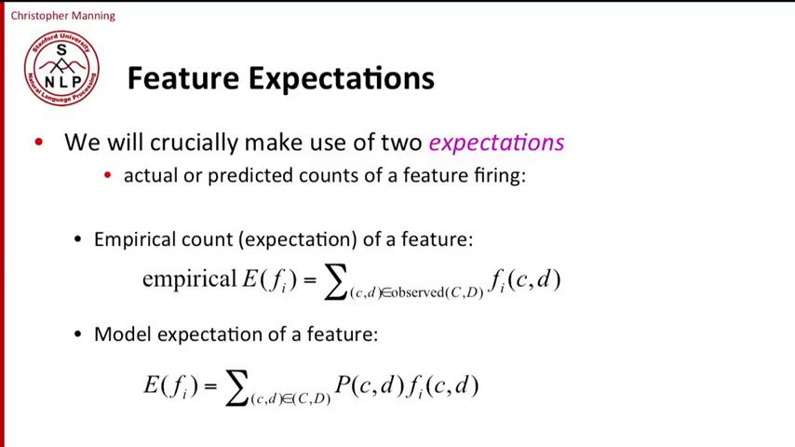The other expectation is the model expectation of the feature. We'll look at this more in a minute, but what we're going to have is a probability distribution over pairs of a class and a data set. Using that distribution, we're going to consider all classes and pieces of data and then say, given that, what is the expected value of f based on the probabilities of different configurations and what the value of f is for those configurations.